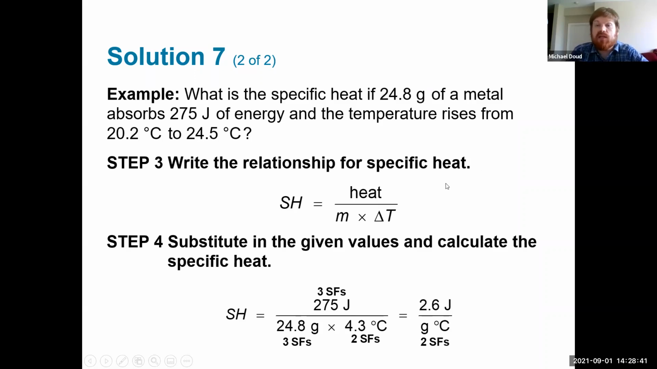And I just find it to be pretty inconsistent. So again, I just recommend 275 divided by 24.8 divided by 4.3. Again, if you have any problems with that, make sure to see me during class and I'll show you how to enter it on the calculator in person.